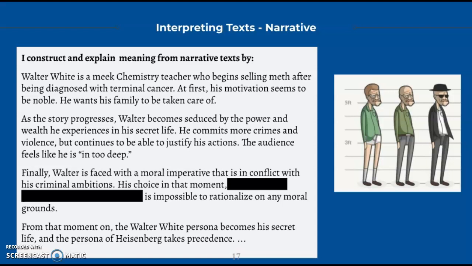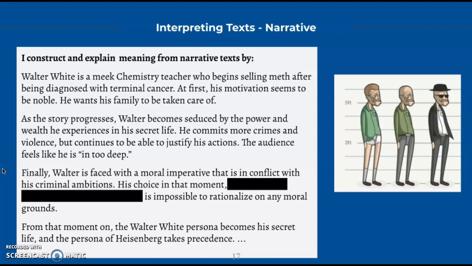There's a moment where he has to do something. He is morally compelled to do something, but if he doesn't do it, then it becomes more convenient for his criminal actions. Sorry, I'm trying to say this without spoiling it. If you want to just see what the thing is, go into the slides and click over the highlighted portion. You can see the text that's been blocked out. Anyways, he makes this horrible choice that's impossible to rationalize on any moral grounds.